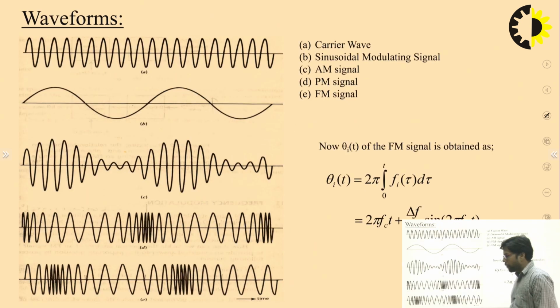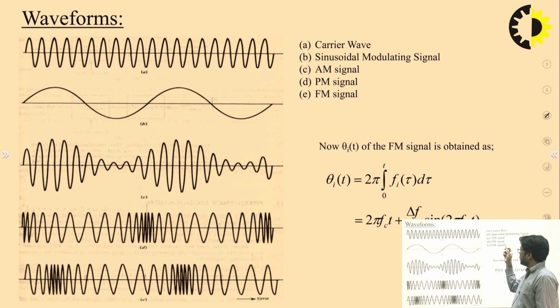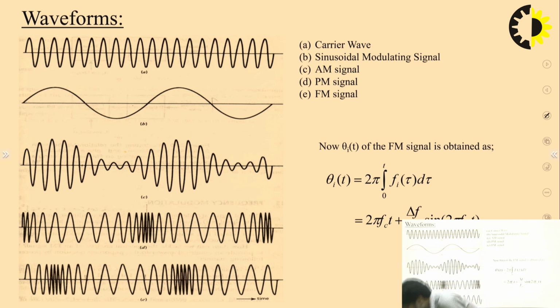These are the waveforms that you can see here. This is A, B, C, D, E. Total 5 waves are here, and the representation of these 5 waves is respectively: A is the carrier wave, B is the sinusoidal modulating signal, C is the AM signal, D is the PM signal, and E is the frequency modulated signal. So A is the carrier signal, right?